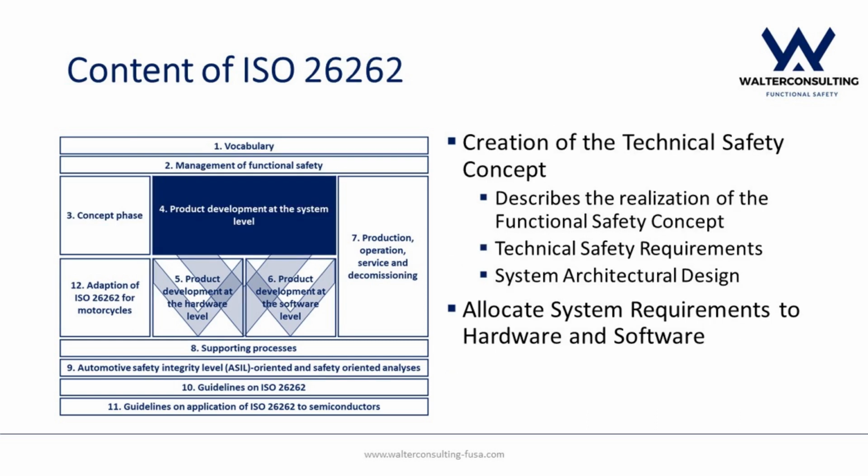Chapter 4 is product development at the system level. This chapter is very relevant for suppliers. The technical safety concept describes the realization of the functional safety concept. Technical safety requirements and the system architectural design are described. The system requirements are allocated to hardware and software.